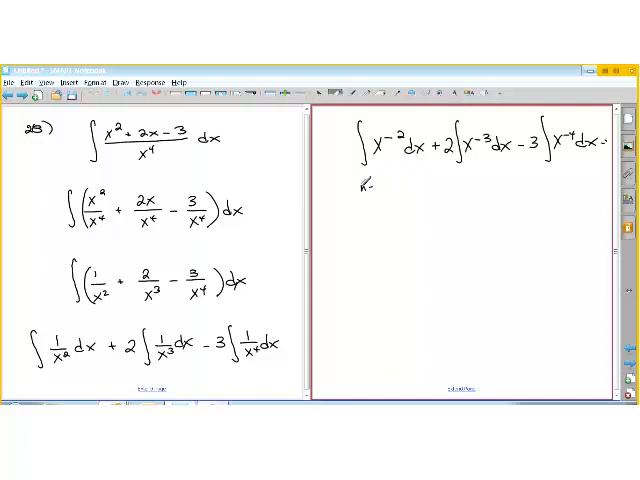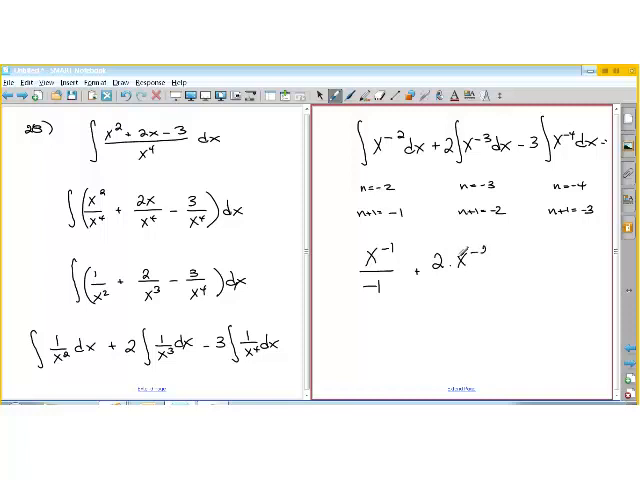So now n is equal to negative 2, here n is equal to negative 3, here n is equal to negative 4. So we add 1 to each one of these. And so now we can do the integration using the power rule. So this becomes x to the minus 1 divided by negative 1. The second one, we have our constant times the integral of x to the minus 3. So that becomes x to the minus 2 divided by negative 2 minus 3 times x to the negative 3 divided by negative 3, and then we add one arbitrary constant to the end.